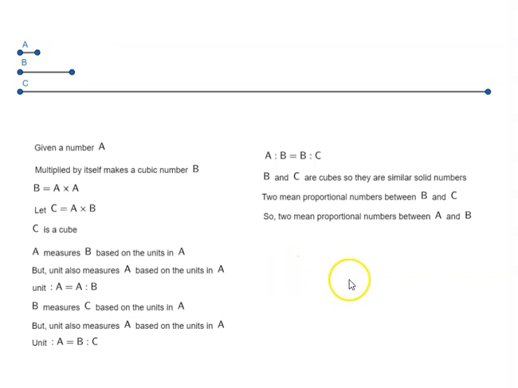Between two numbers, if two mean proportional numbers exist, if one of those numbers is a cube, then the other is also a cube. And this we have already proved in one of our previous propositions. So since B is a cube, so is A, which is what we had to prove, that A is also a cube. That is proposition number 6 of book 9 of Euclid's Elements.